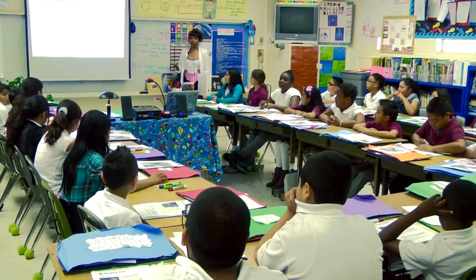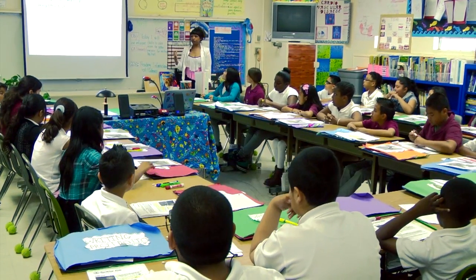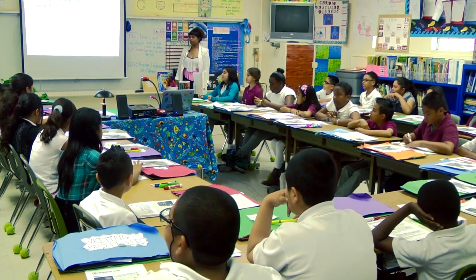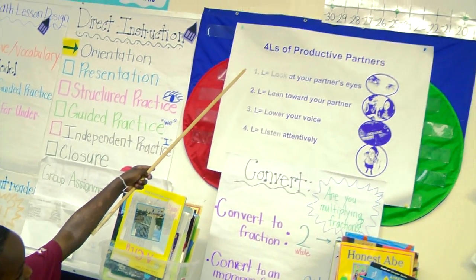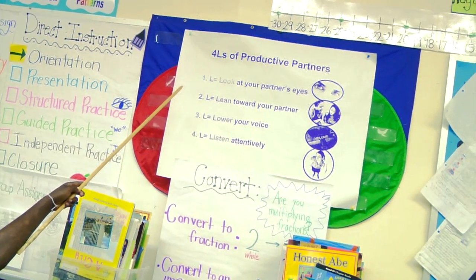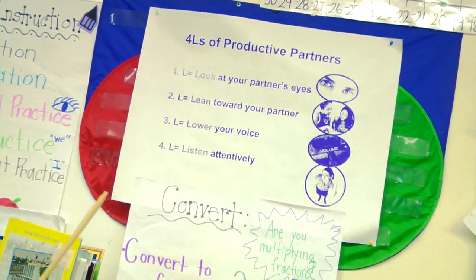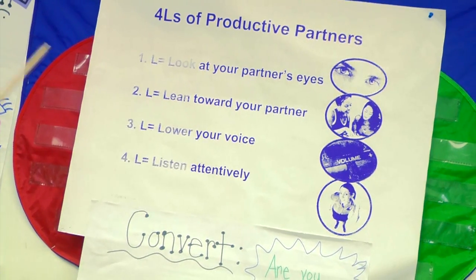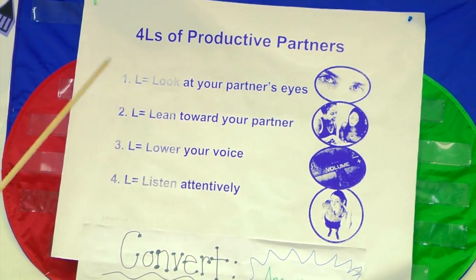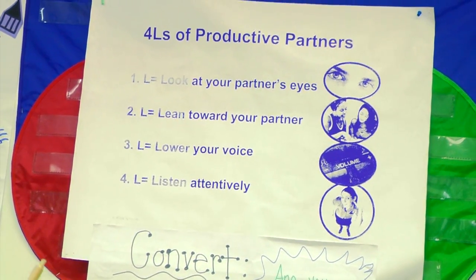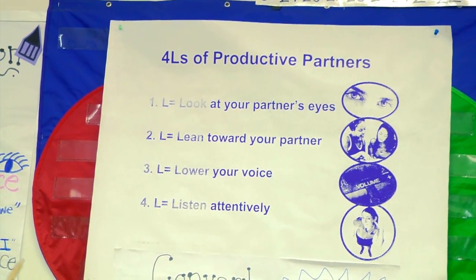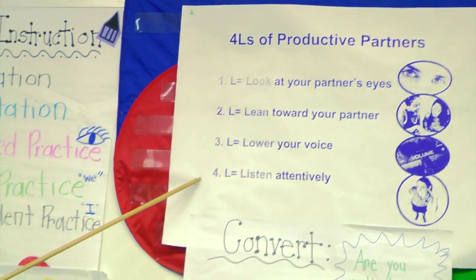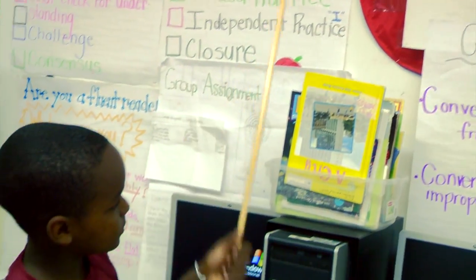But before we do that, let's just review the 4 L's of a productive listener and a partner. So our scholar Bilal is going to take us through that. 4 L's of productive partners. Classroom number 1. Look at your partner's eyes. Classroom number 2. Lean towards your partner. Classroom number 3. Lower your voice. Classroom number 4. Listen attentively.